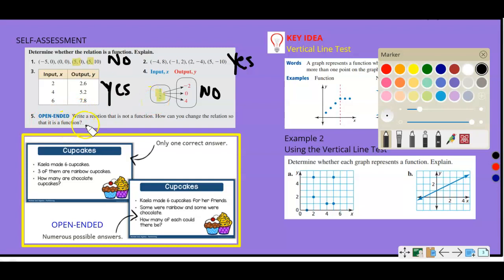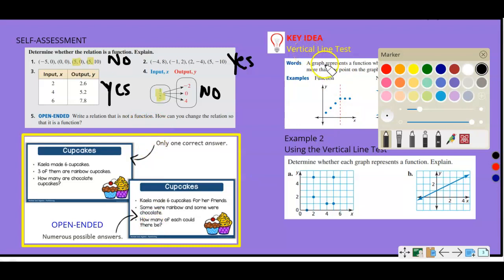All right, open-ended. This one is up to you. Open-ended means there are lots of different answers. You just have to write one that makes this a true statement. So write a relation that is not a function. So any set of ordered pairs, any table or any mapping diagram that has x's that repeat would make this not a function. How can you change the relation so that it is a function? All right, eliminate some to where all your x's are unique, and that would make it true.